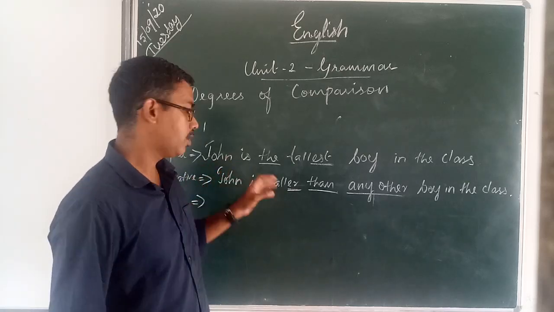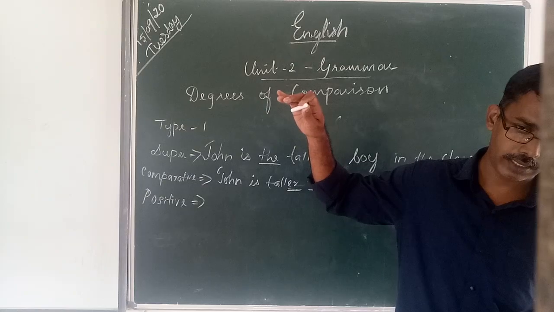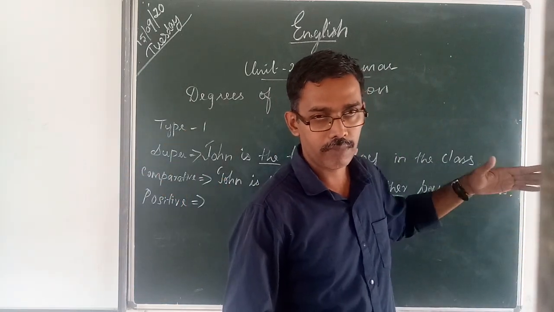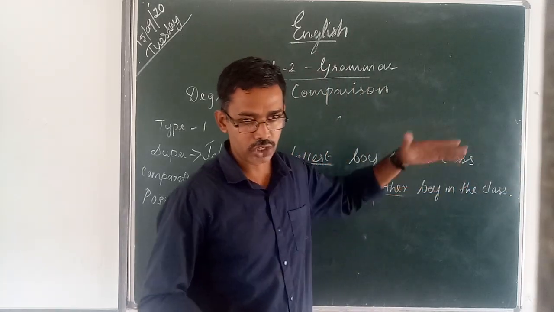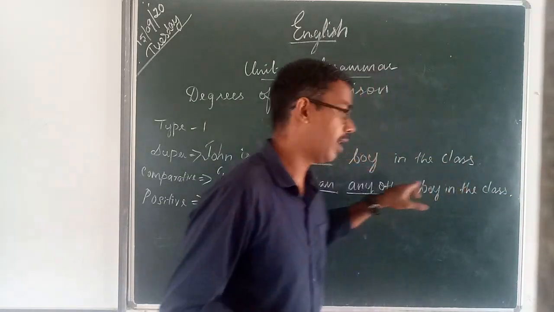Here, the first one, I told you, we are selecting one boy as the tallest boy in the class. Under him, all the boys are shorter, or all others are shorter than him. That's the meaning of this one. John is the tallest boy in the class.